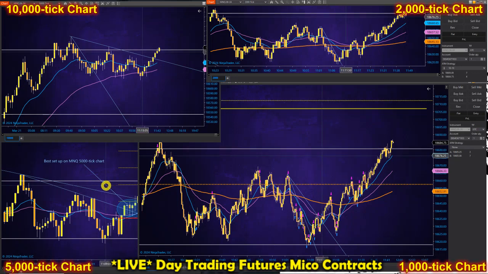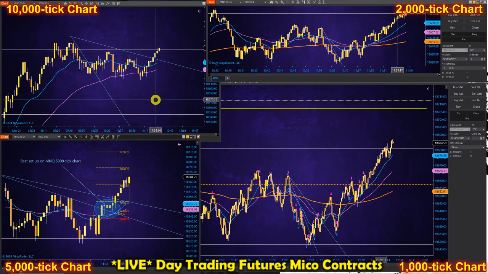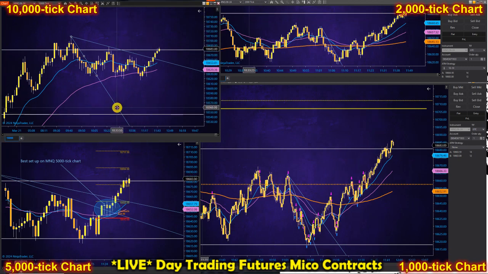Right, the moving average strategy is looking good today. Everything's above the moving averages on all time charts. The 10,000, 5,000, 2,000, and 1,000 tick charts look great on the MNQ, the micro NASDAQ futures contracts. And there's been plenty of trendline breaks.